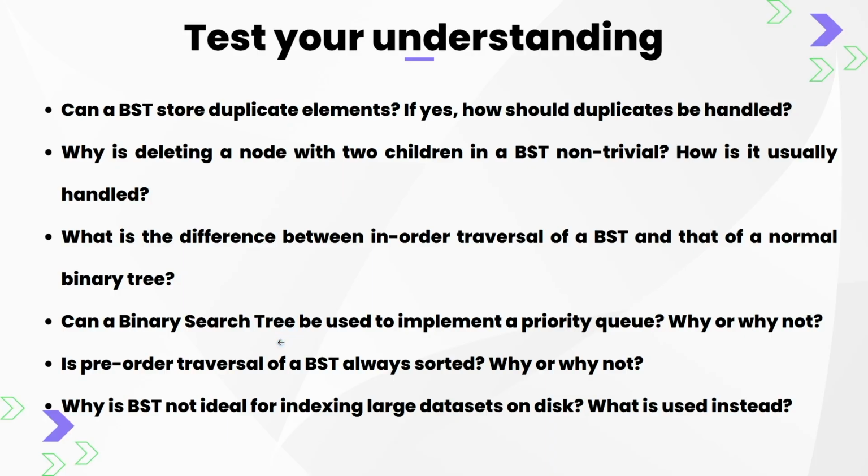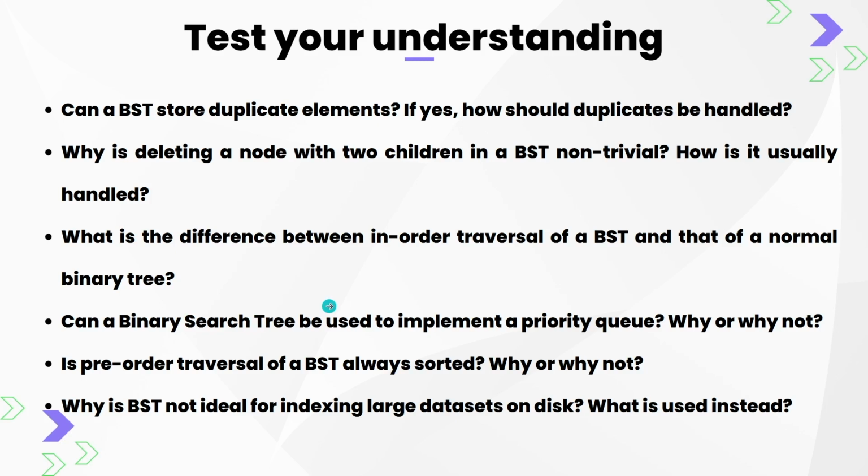Next is, can a binary search tree be used to implement a priority queue? Why or why not? To answer this question, in a priority queue the importance is given to the priority of the elements, whereas in a binary search tree, the importance is for ordering of elements. So I would say that it is not wise to implement a priority queue using a binary search tree. Next is, is pre-order traversal of a binary search tree always sorted? Why or why not? Pre-order traversal won't get your binary search tree sorted, while an in-order traversal would do.